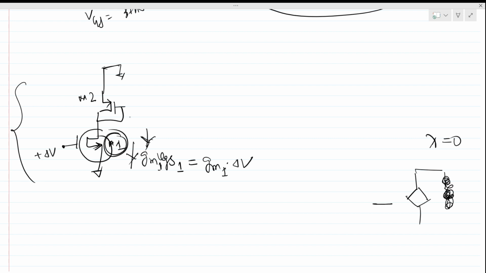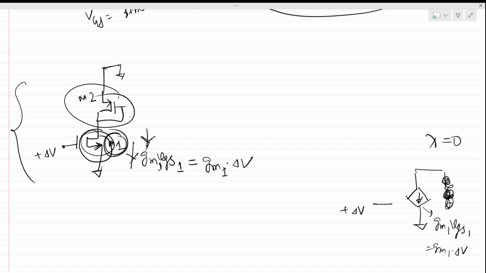So this small signal current is nothing but gm1 times vgs1, which is gm1 times del v. So here we have applied del v. This is for gm1, this part. Now what about this?